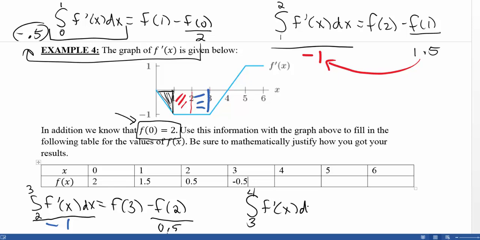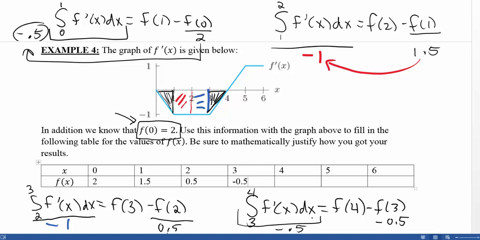Moving on, to find f of 4, we're going to do the integral from 3 to 4 of f prime of x dx. And that's going to equal f of 4 minus f of 3. F of 3, we know it's -0.5. And to find the area under the curve from 3 to 4, we again look at the area between the function and the x-axis. So here we get another triangle. Triangle is 1/2 base times height. So we have 1/2 times 1 times -1, which is going to give me -0.5.